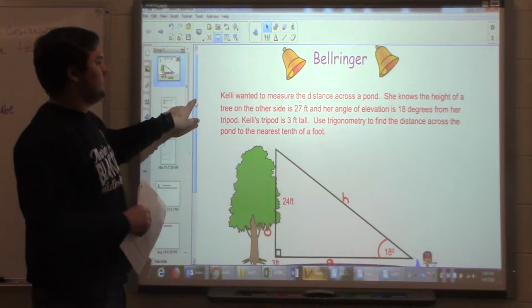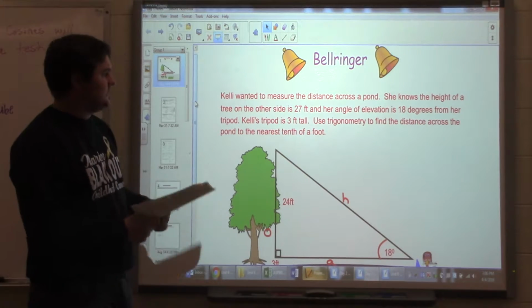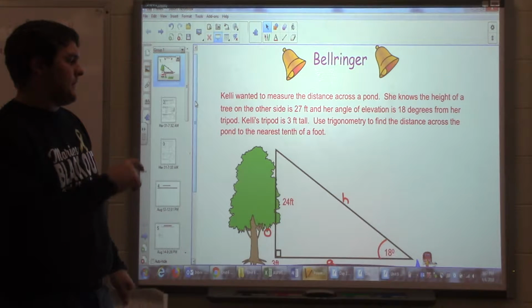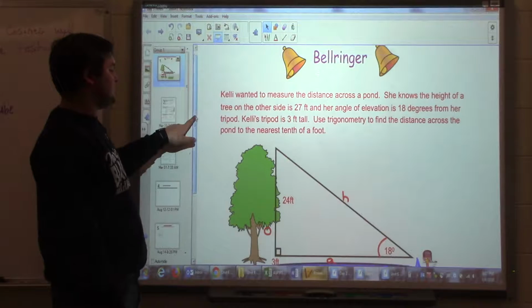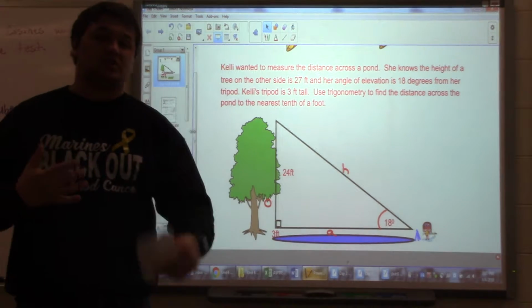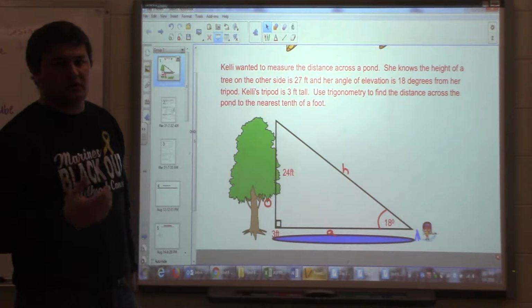First thing, bell ringer. Kelly wanted to measure the distance across the pond. She knows the height of the tree on the other side is 27 feet. Her angle of elevation is 18 degrees from her tripod. Her tripod is 3 feet tall. Use trig to find the distance across the pond in the nearest tenth of a foot. Now, I have a nice picture drawn on mine. Yours doesn't have a picture drawn, so you need to make sure you draw a picture. It's got a little layout for you.